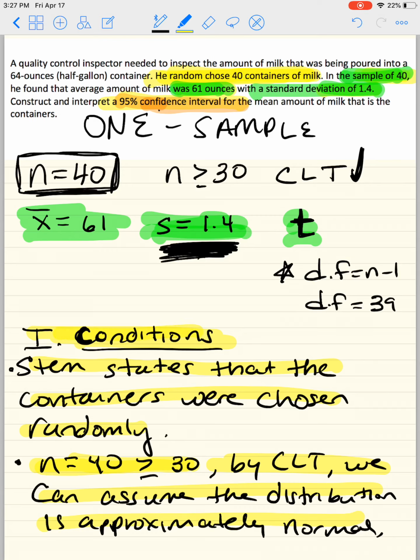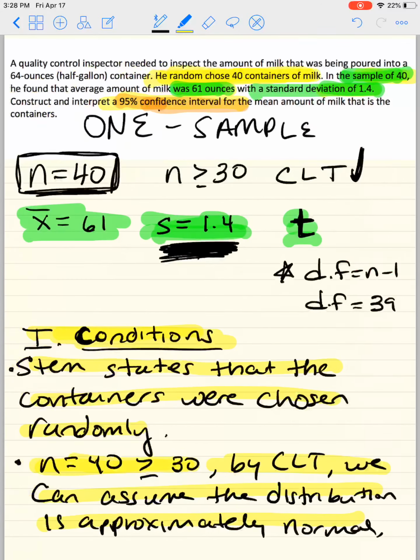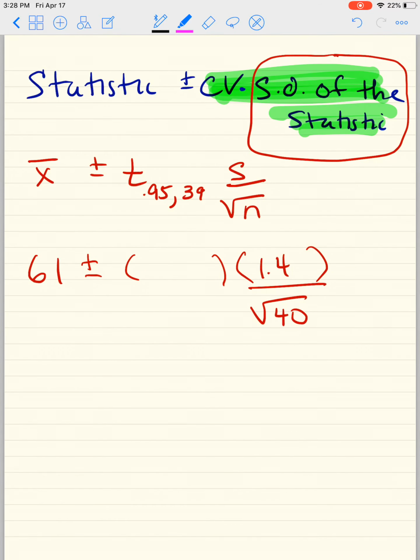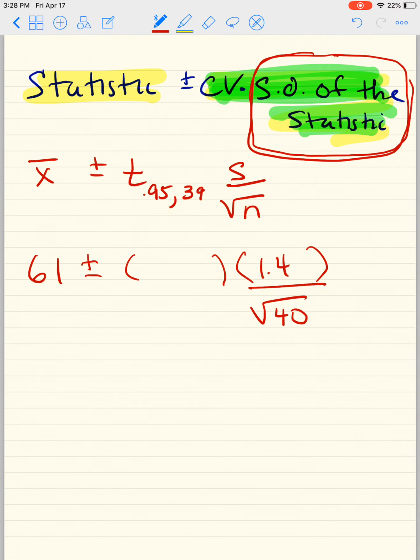So that's step 1. Step 2 is going to be our formula. One of the most important things here is whether it's 1 sample or 2 sample. In every single example, you must decide if it's 1 sample or 2 sample. Our formula is statistic plus or minus critical value times the standard deviation of the statistic. This is called the standard deviation of the sampling distribution or the standard deviation of the statistic. They're both the same.